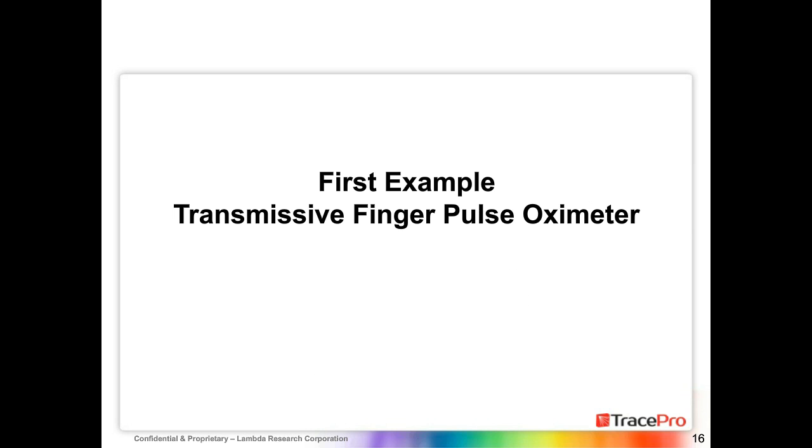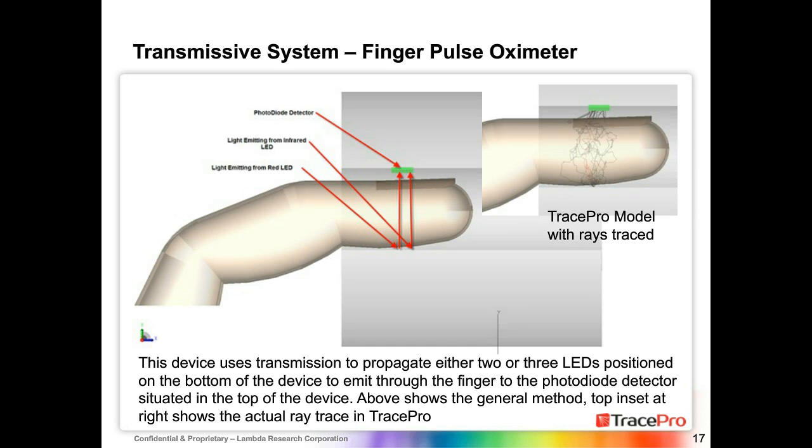So let's take a look at a first example here of a transmissive finger pulse oximeter. In here, I'm showing on the left that a typical pulse oximeter on the finger would have light emitting from the red LEDs going through tissue, and there'd be a photodiode on the opposite side of the device. If you look in the top right-hand corner, you see the TracePro model, and you can see the bulk scattering occurring as light is emitted from the LED on the bottom, going through the finger and reaching the photodiode at the top.